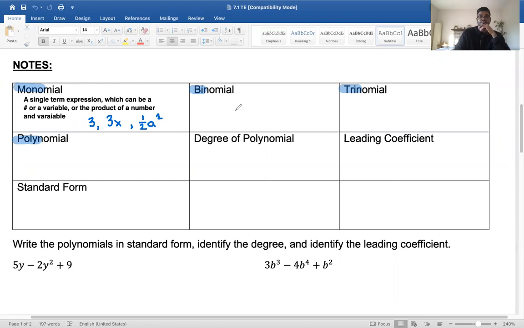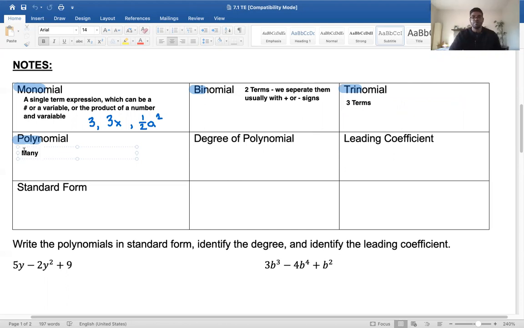Now a binomial is just going to be having 2 terms. So 2 terms, and we separate them usually by plus or minus signs. So then trinomial, we kind of talked about this, 3 terms. A polynomial then is just many terms.